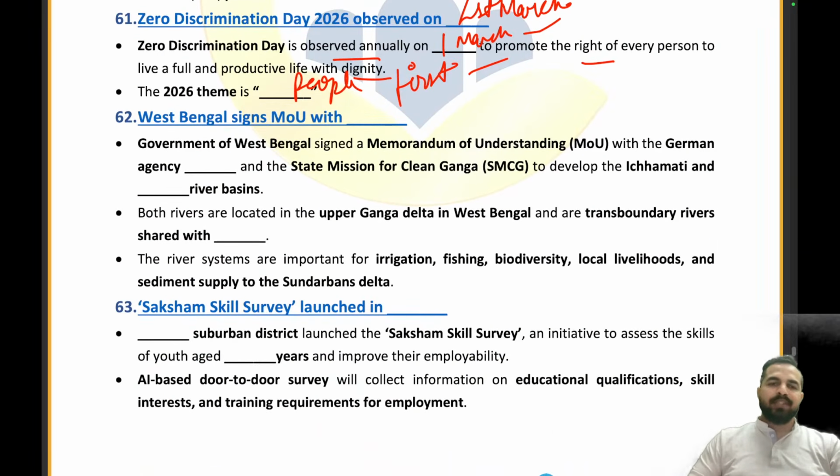So please tell me, West Bengal has signed an MOU with which organization to develop the Ichamati and Jalangi River Basins? That is GIZ. These are rivers having transboundary sharing with Bangladesh.